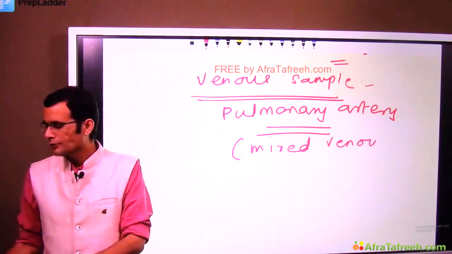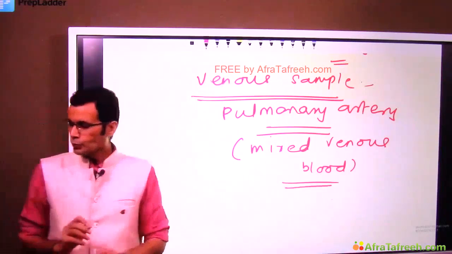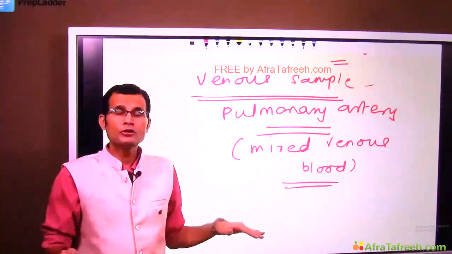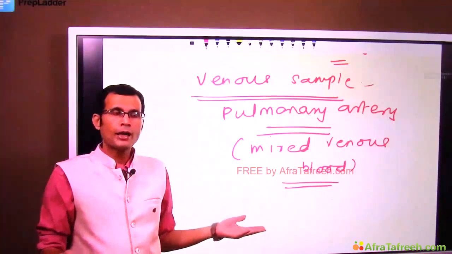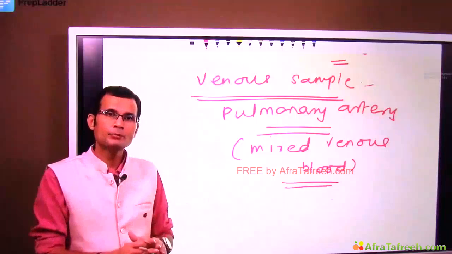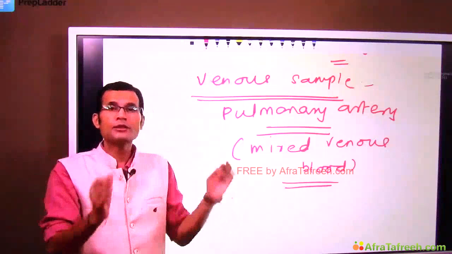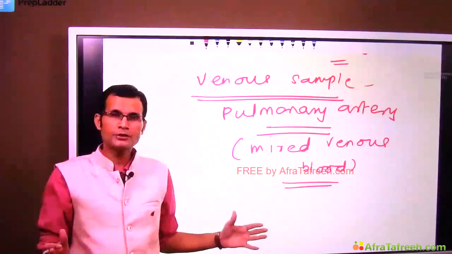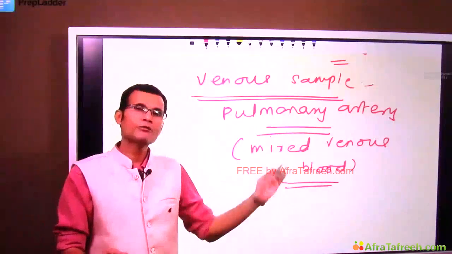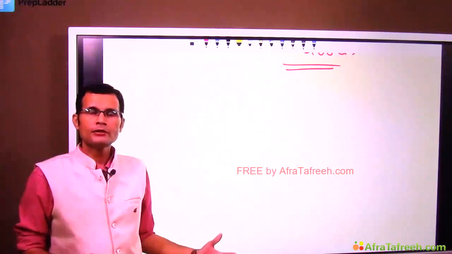Many students ask me this question, sir, what is the meaning of mixed venous blood? So all veins coming from all over have different amounts of oxygen, and when they come to the right ventricle, it gets mixed there. The entire body's venous blood gets mixed there, and then it is pumped into the pulmonary artery. That's called mixed venous blood. It's properly mixed, and therefore that is the representative sample for the entire body. So that is the Fick method.